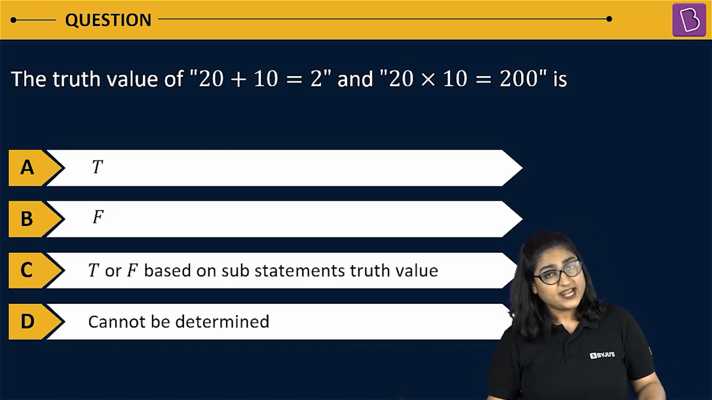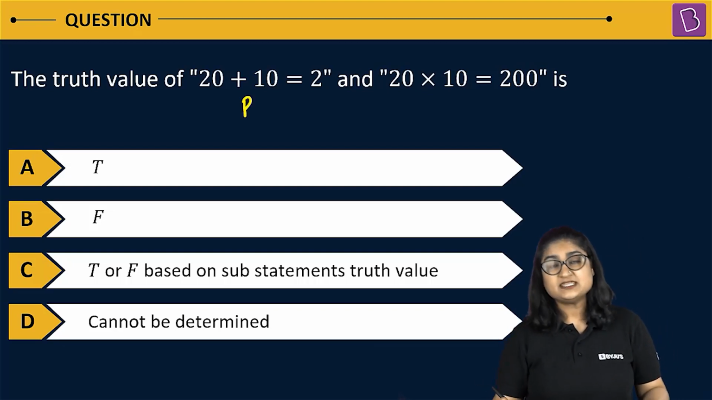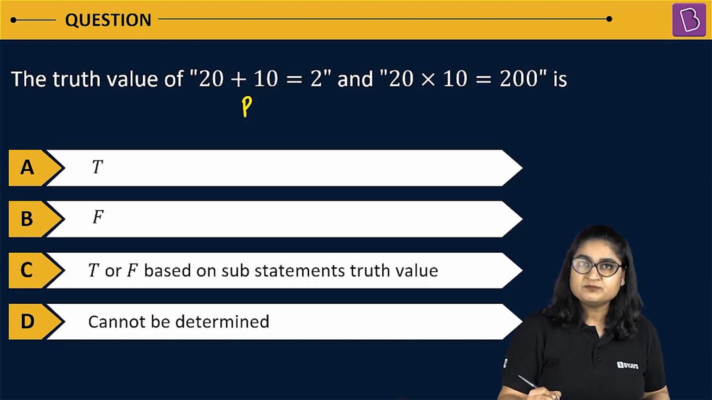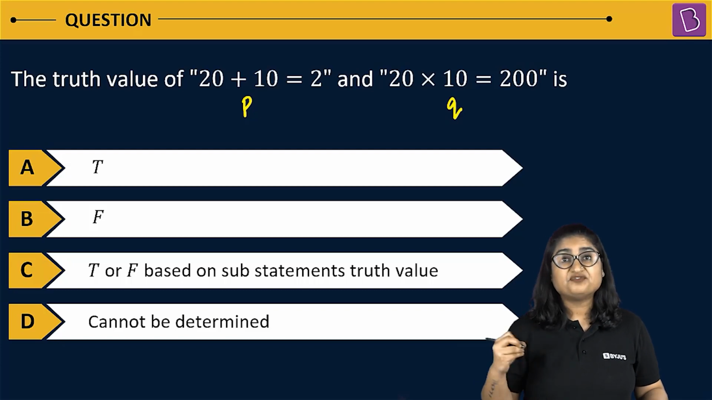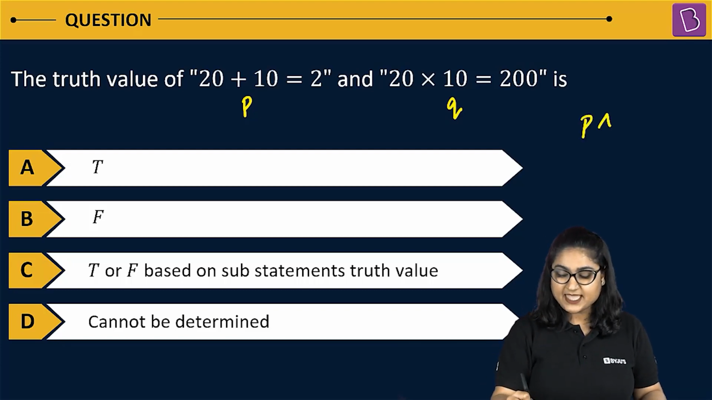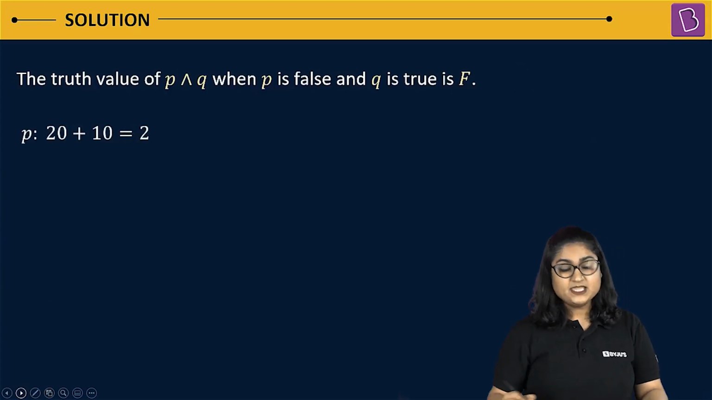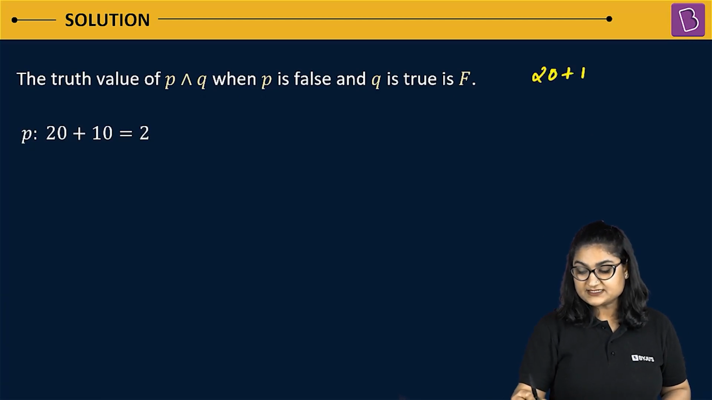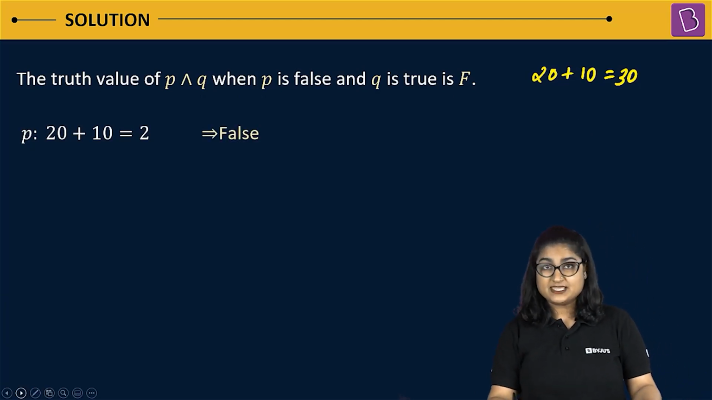All right. So what I'm going to do here is name the statement 20 plus 10 equals to 2 as P and name the statement 20 multiplied by 10 equals to 200 as Q. Now the agenda of this question is to find out the truth value of P and Q. All right. So what is the truth value of P? The truth value of P is false because we all know that 20 plus 10 is equal to 30 and it is clearly not equal to 2. Hence, we can say that the truth value of P is false.